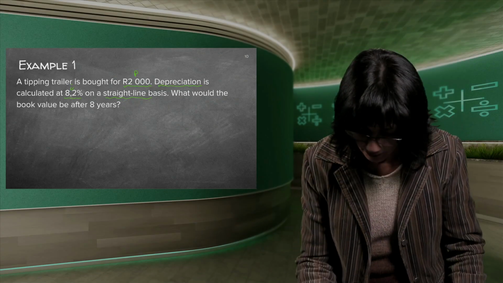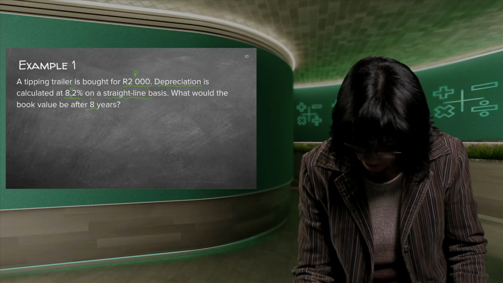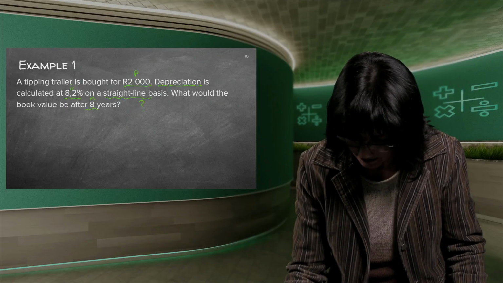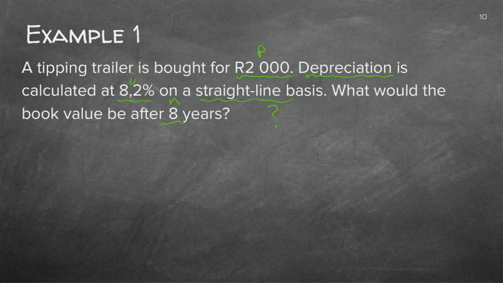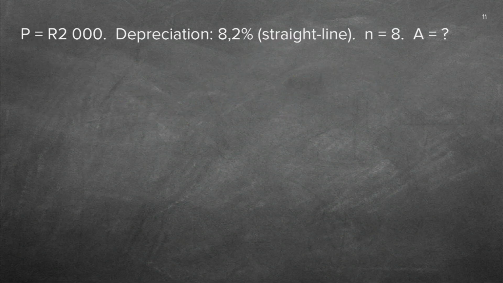What would the book value be after 8 years? So there's my N. So what are they asking? What would the book value be after 8 years? At the end, which letter always represents the end? The A. Let's check. Do I have 1, 2, 3 things that are given to me? Yes. Do I have one unknown? Yes. So I can go to my empty page and I can go and do the problem.